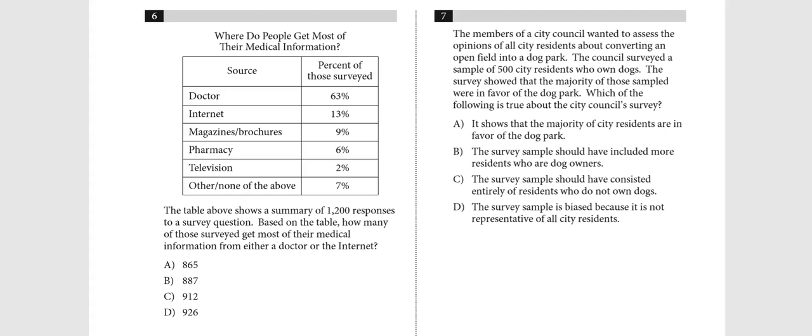The table above shows a summary of 1,200 responses to a survey question. Based on the table, how many of those surveyed get most of their medical information from either a doctor or the internet? So 1,200 times what? 0.76. Well, it's got to be more than 900, right? Because that would be 75%. But it can't be too much higher, so it's got to be one of those two.